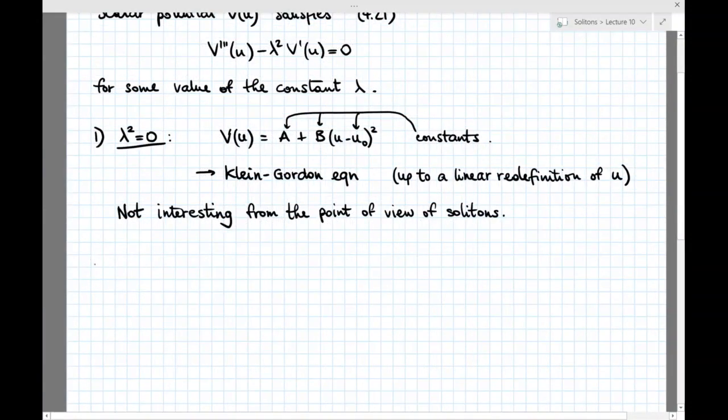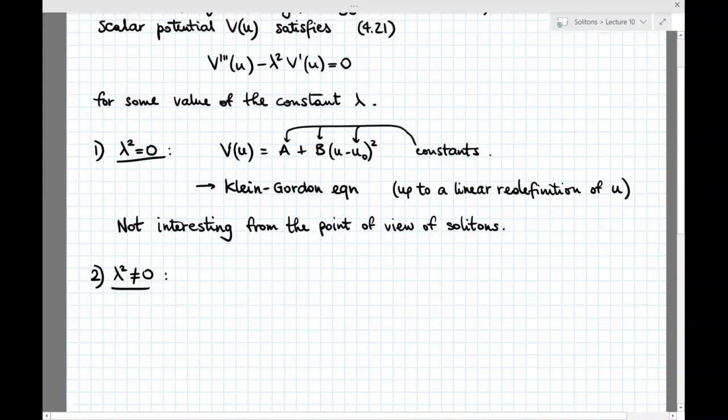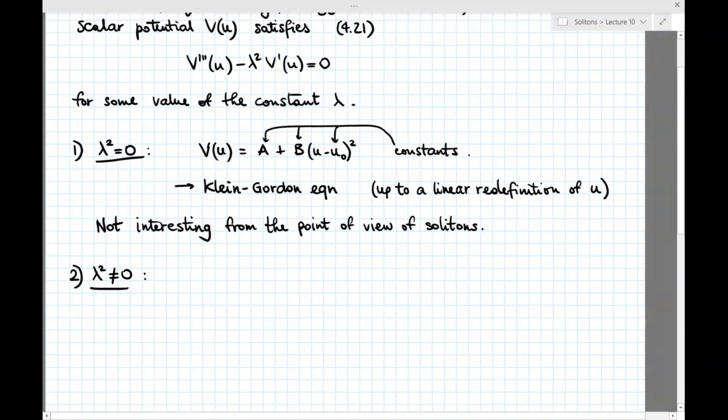The next case is when lambda squared is not vanishing. We'll worry about the sign of lambda squared in a second. Now, in that case, we can think of equation 4.21 as a partial differential equation for b prime that we all know how to solve in terms of exponentials of plus or minus lambda u. And then we have to integrate once more to get the scalar potential. And the result is that the scalar potential is equal to a constant a plus a second constant b times the exponential of lambda u plus a third constant c times the exponential of minus lambda u.